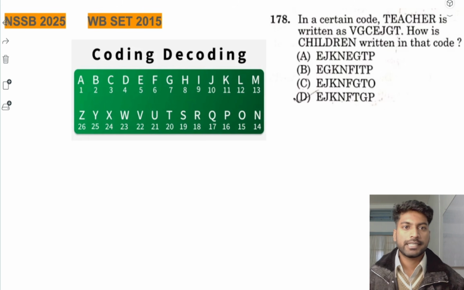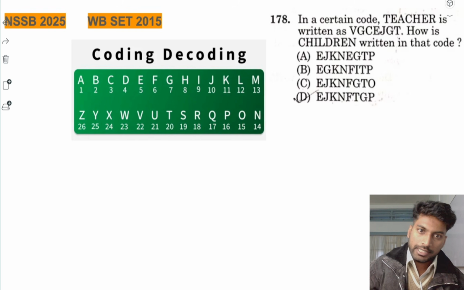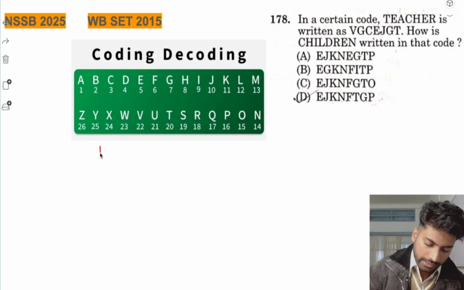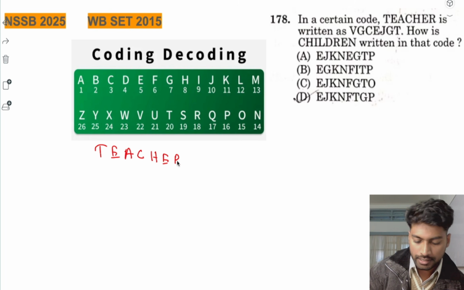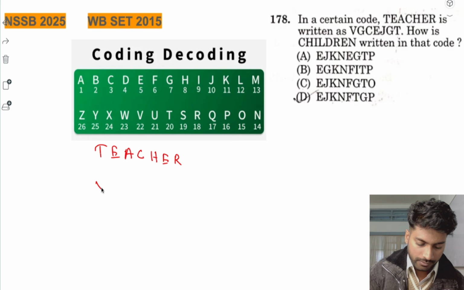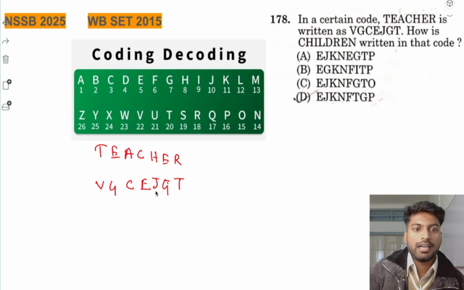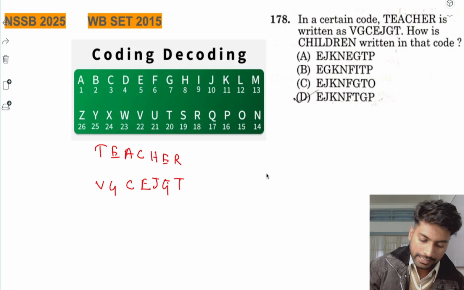Okay, this is another question, coding decoding, NSSB 2025 as well as West Bengal set examination 2015. It means the questions are copied from various examinations. That is good. So they are saying that TEACHER is related to V, G, C, J, G and T. Oh, this is the pattern. Acha, they are asking what will be CHILDREN.